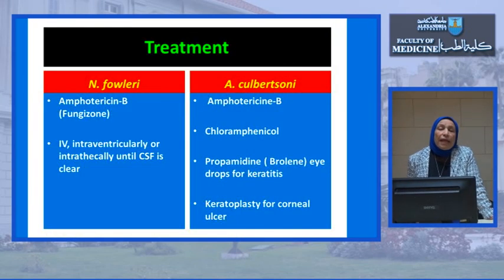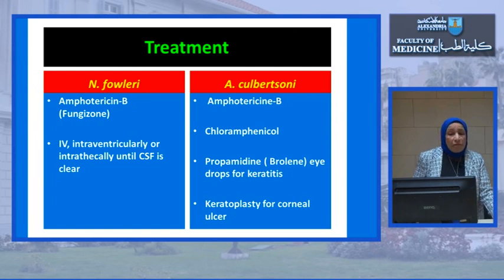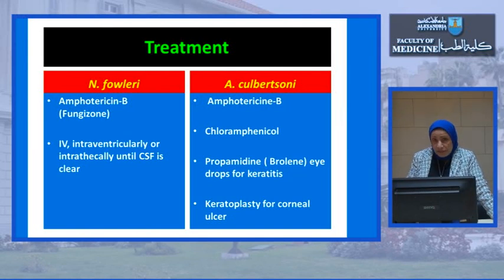To treat a case of free living amoebae infection, the drug of choice is amphotericin B, or Fungizone. Fungizone is administered either intravenous, intraventricular, or intrathecally till the CSF becomes clear. Also in Acanthamoeba, we can give chloramphenicol, and for eye affection, eye drops of propamidine, and the corneal ulcer may need keratoplasty.